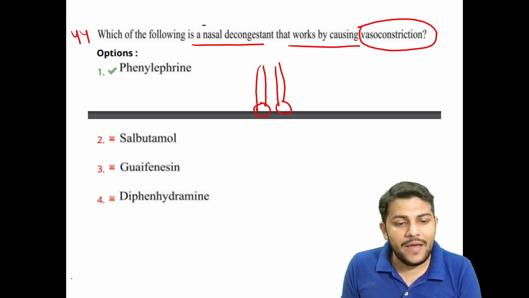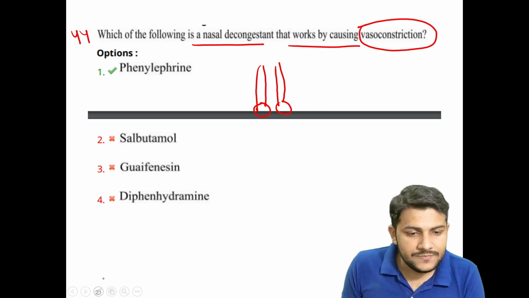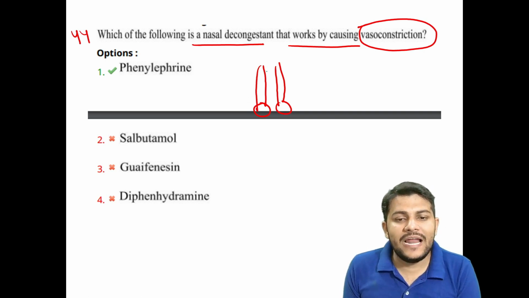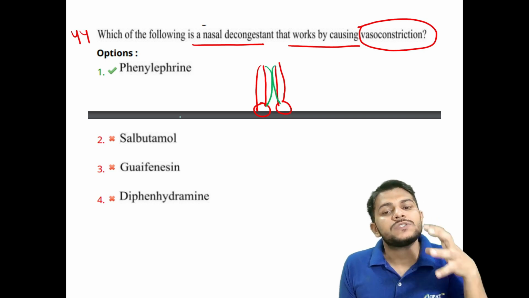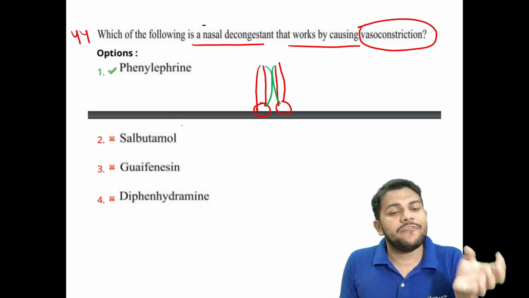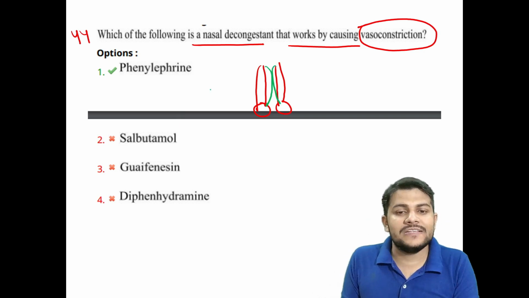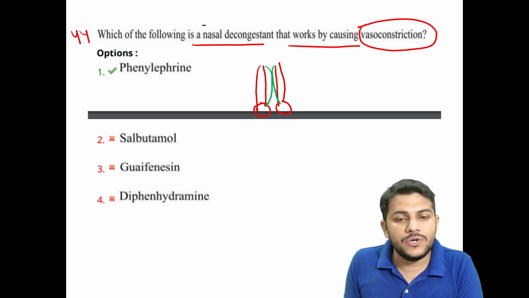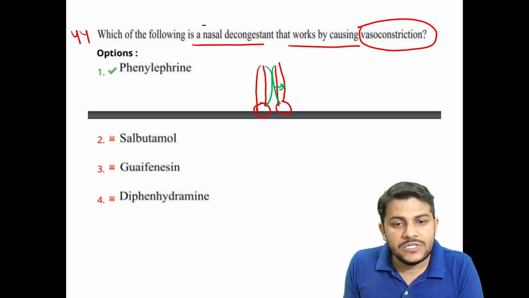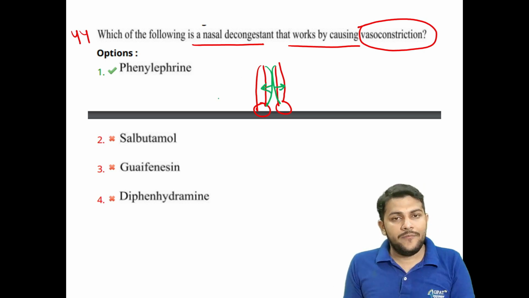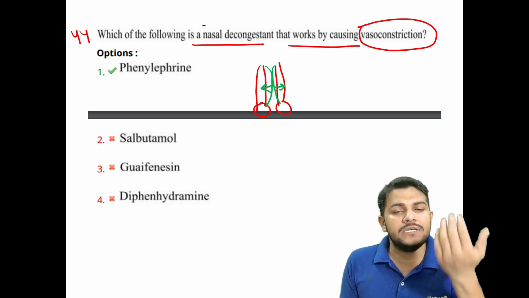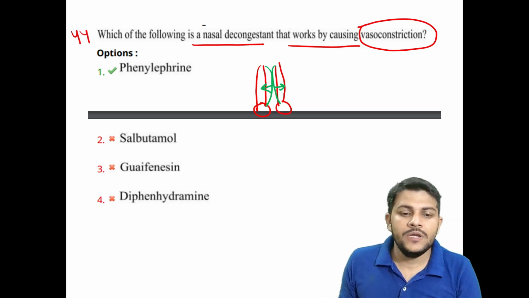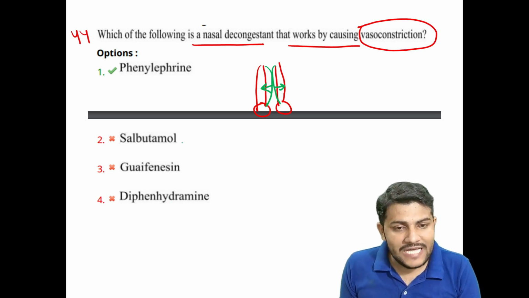So we just have to take phenylephrine, which comes as a nasal drop. What exactly is it doing? It is doing the work of constriction, so the pathway of air from the nostril to the lungs improves. We also have salbutamol, a bronchodilator, guanfacine and diphenhydramine, which are from different categories. Next we have question number 45: which of the following is a vitamin K antagonist? A vitamin K antagonist is used as an anticoagulant.